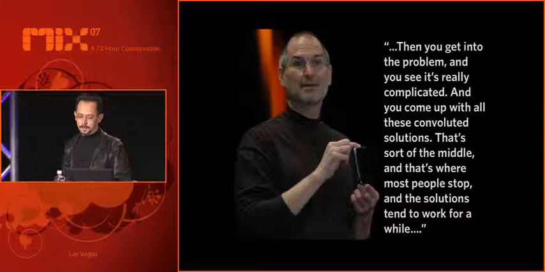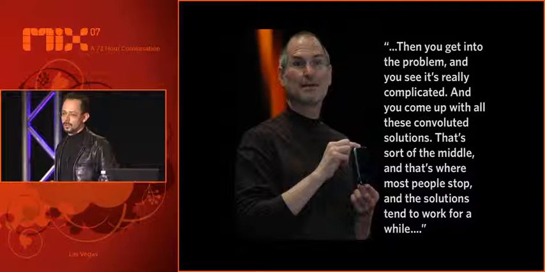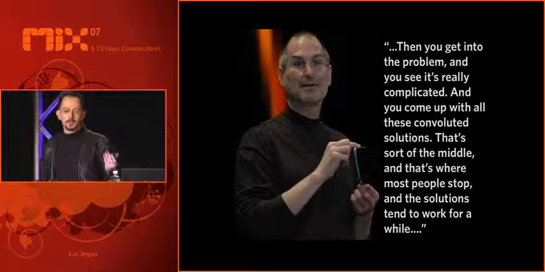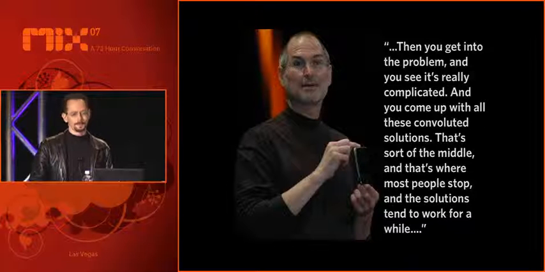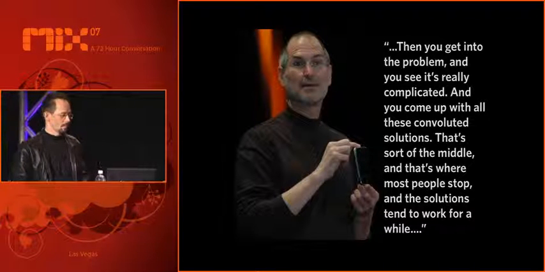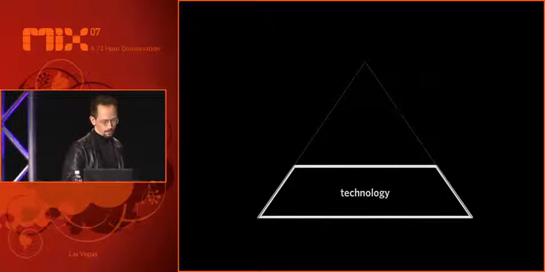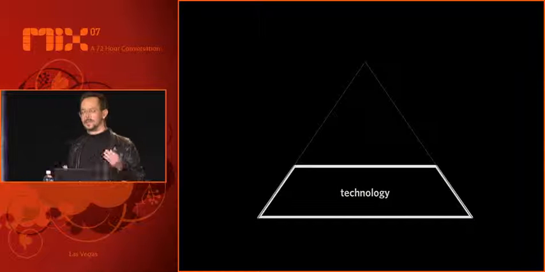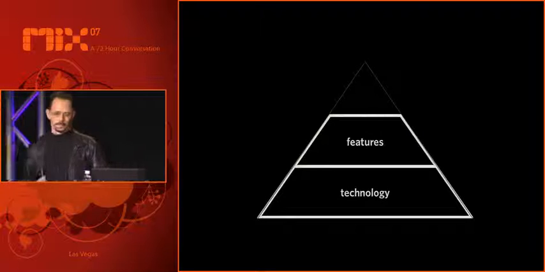Let's go back to Steve Jobs and the second part of his answer to the question of what it takes to create great technology products. He says, then you get into the problem, and you see it's really complicated, and you come up with all these convoluted solutions. That's sort of the middle, and that's where most people stop. And the solutions tend to work for a while. What he's describing here is an approach to product development where we move beyond technology as the means of delivering value to users, and instead we rely on features.